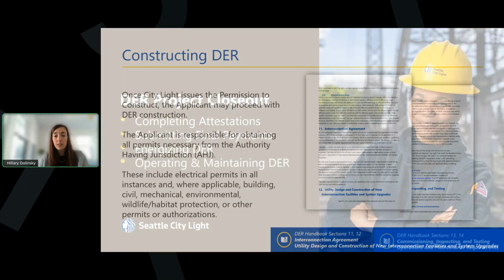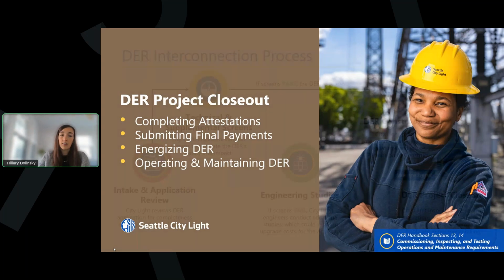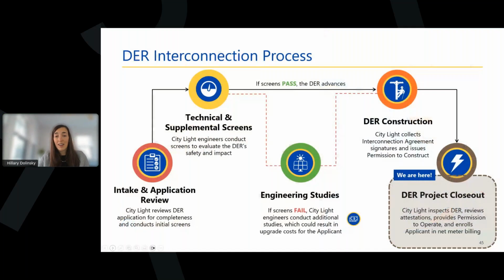In this module, we'll provide an overview of those new commissioning and testing attestations. We'll share reminders about submitting final payments. We'll talk about energizing the DER once the utility issues the PTO, permission to operate, and we'll review DER operation and maintenance requirements post-energization. Here we are looking back at our map. We're in the final phase.